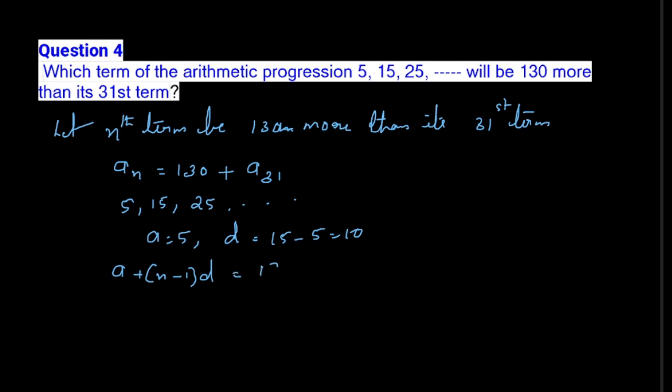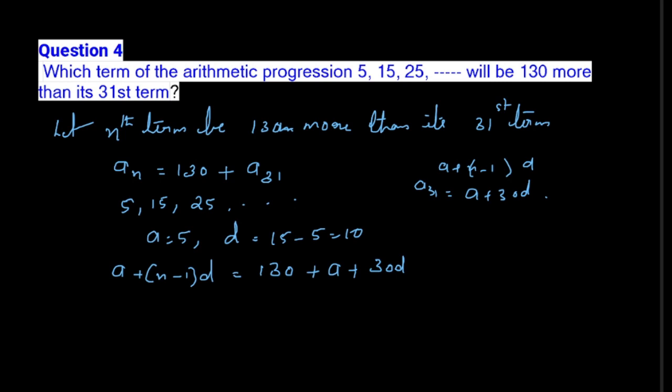That is equal to 130 plus A31. Writing the formula for A31, that is A plus (n minus 1) into D with n equal to 31, so A31 is equal to A plus 30D. That's why we write A plus 30D.